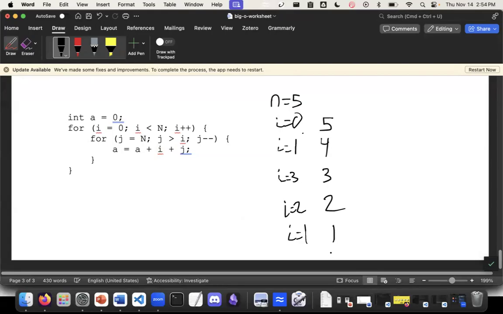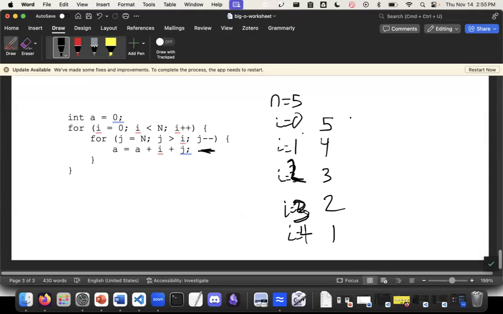Wait, is that right? Yeah, because it counts down. Wait, no, I got the numbers wrong. This is supposed to be 2. This is supposed to be 3. This is supposed to be 4. Okay, now the numbers make sense. And so as i increases, the number of times we do this operation decreases, right?